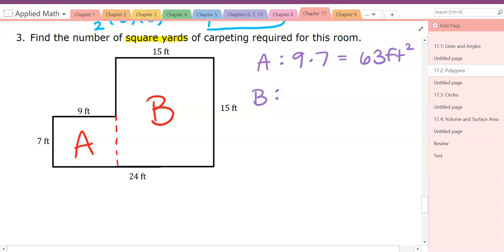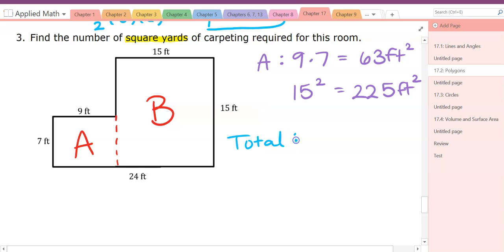15 times 15, it's technically a square. So I would do 15 squared, or 15 times 15, which is 225 feet squared. So how would I find the whole area? Add. So 63 plus 225, what's that going to equal? Alright, so our area is 288 feet squared.